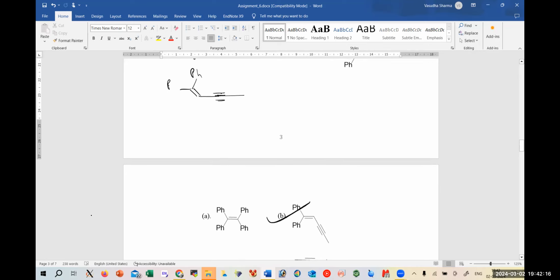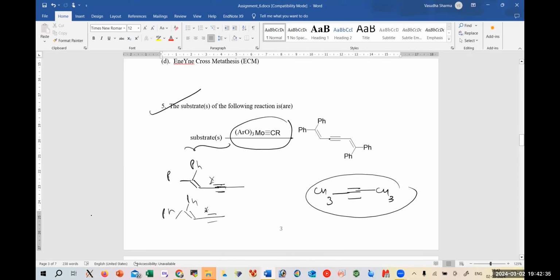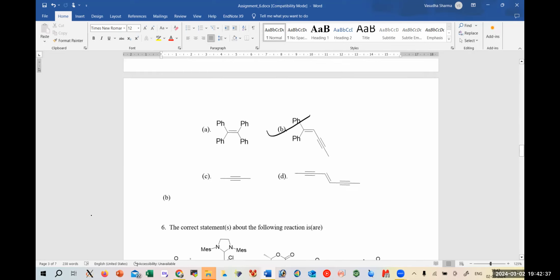So here, this is the only option. If I'm taking these two same groups, that is self metathesis, so the star marks will give you one product, and this CH3 alkyne CH3 would leave as another product. So therefore, for question number 5, the answer is B.